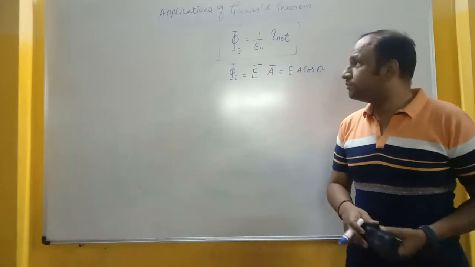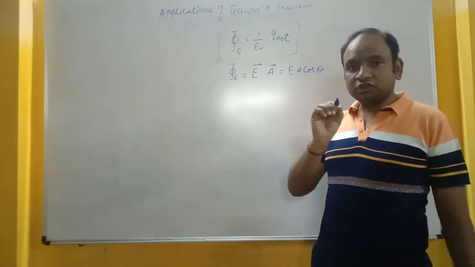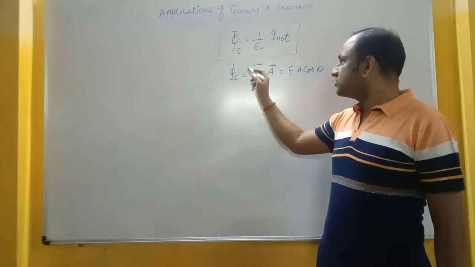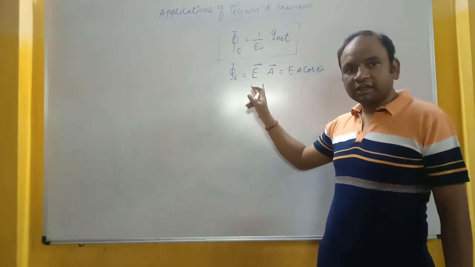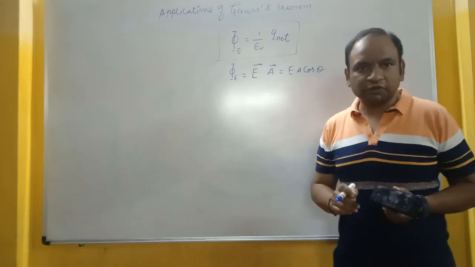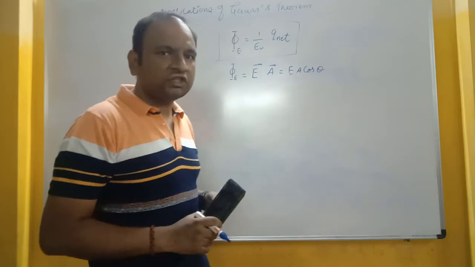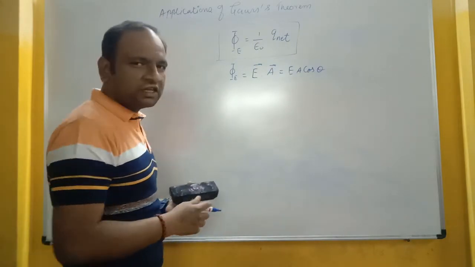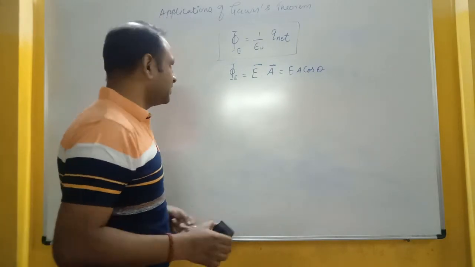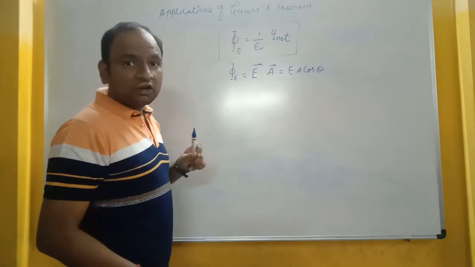So for this applications part, what is of importance is the choice of the Gaussian surface for finding the electric field intensity at a point because of the given charge distribution. We will be discussing in this very class three types of charge distributions. Let us now see those one by one. They're simple, but what you use here is the Gauss's theorem.